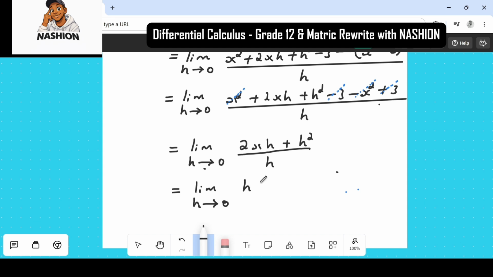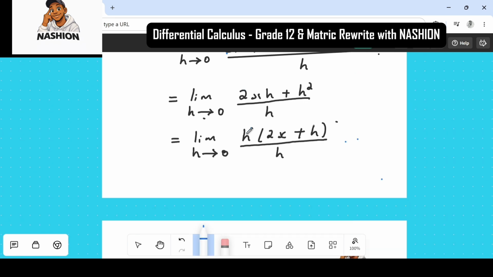h is the common factor in the first term and the second term. So in the first term, we took out h, we are left with 2x. Next term, that's h squared. We take out h, we are left with just 1h out of h squared, all over h. Now, the h outside the brackets will cancel out the h at the denominator. Then limit h approaching 0. In brackets there, we are left with 2x plus h.